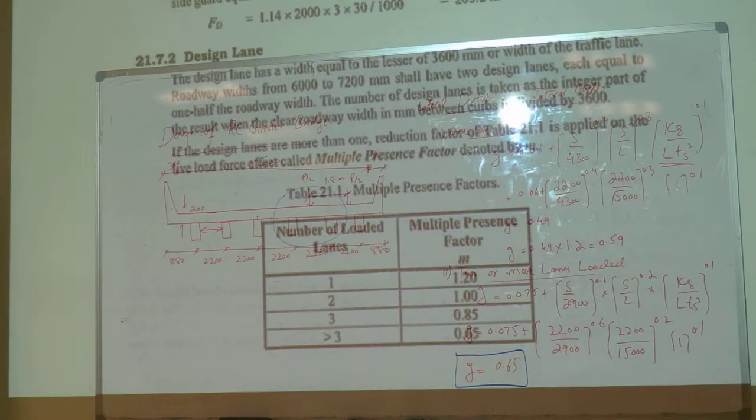I would prefer to keep it as it is, because if the number of lanes is more than 1, it is 1, and if the number of lanes is more than 2, it is less than 1. Less than 1, you are reducing the force effect. So I would prefer to take it equal to 1. But if you want to be more sophisticated and more precise, you can take it equal to 0.85. If you want, I can do that. No. Okay, but I would prefer to take 1.